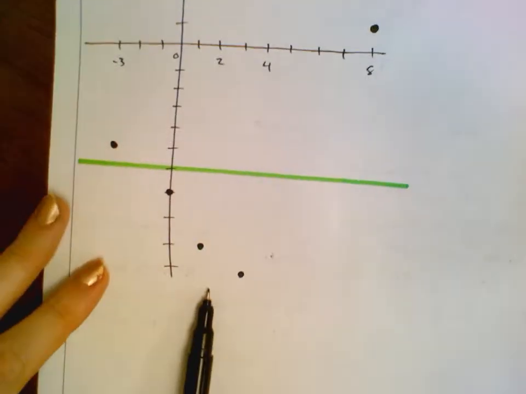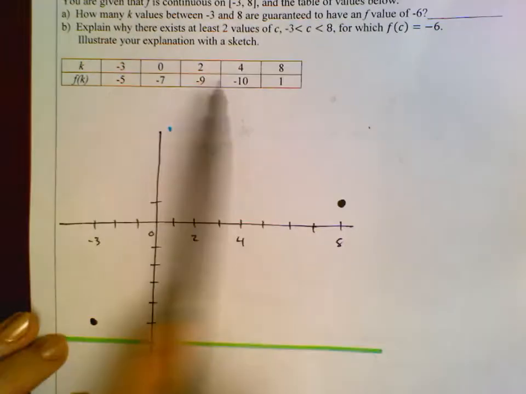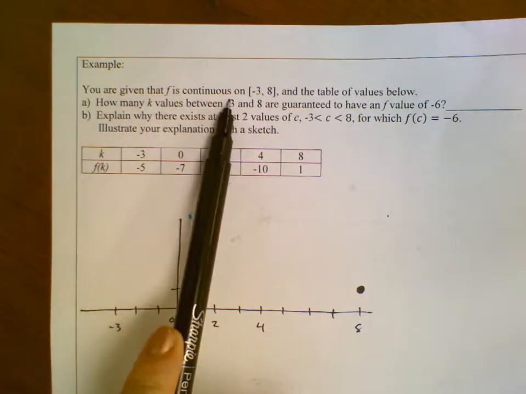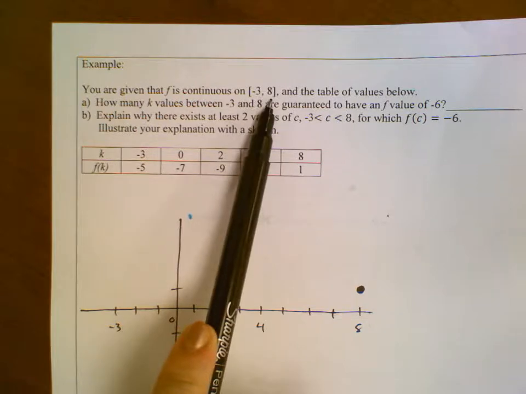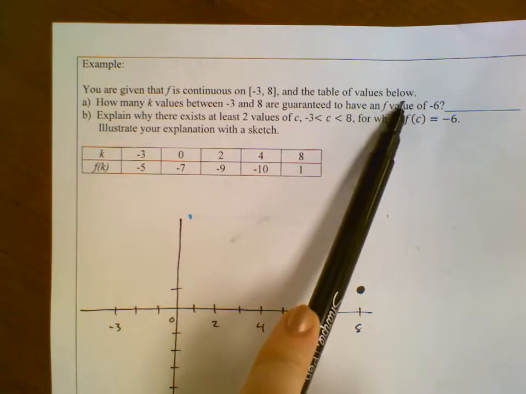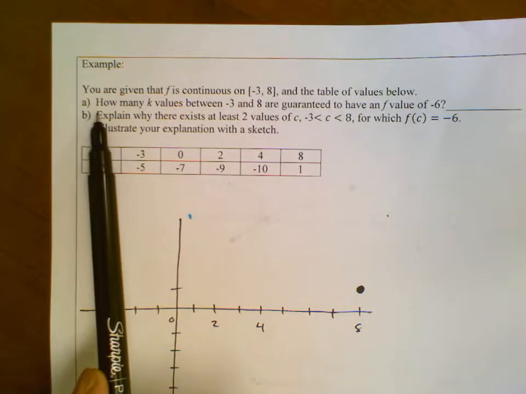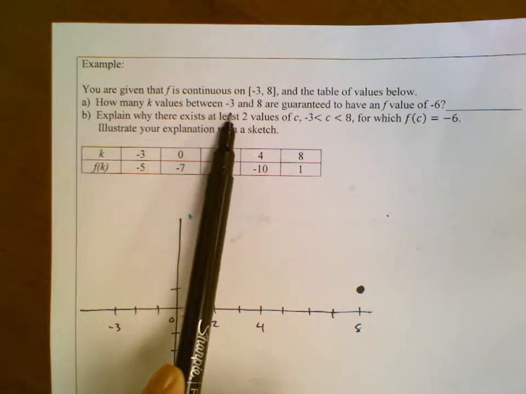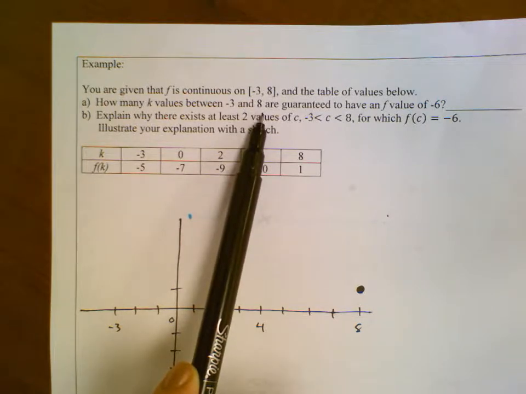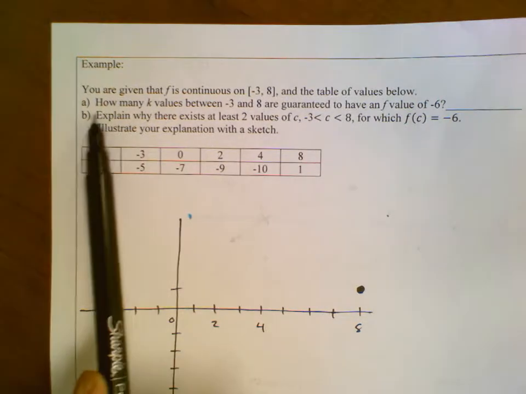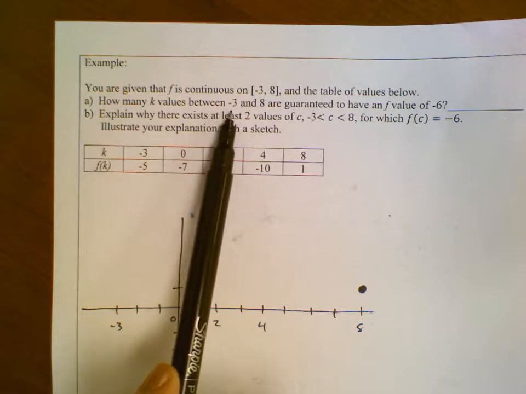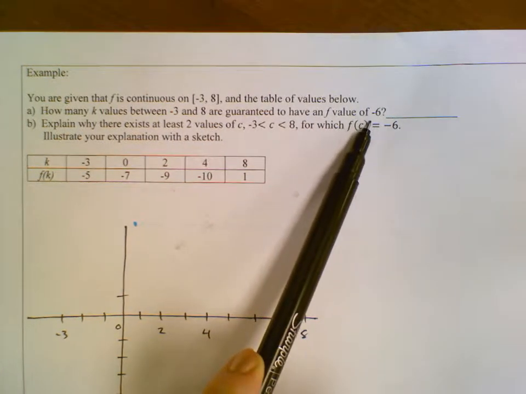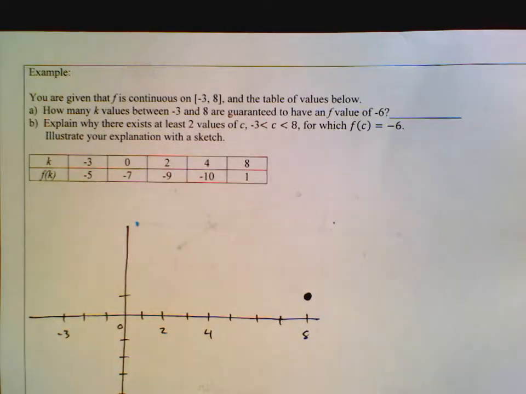All right, I already drew this picture for the table, so let's read this. You are given that f is continuous on -3 to 8, and the table of values below. Okay, part A. For how many k values between -3 and 8 are guaranteed to have an f value of -6? Okay, so let's do this first.